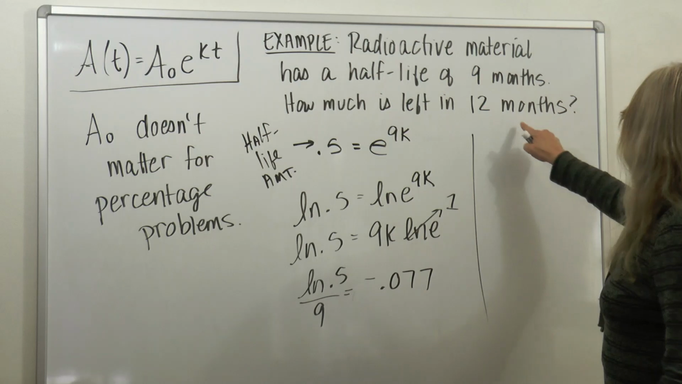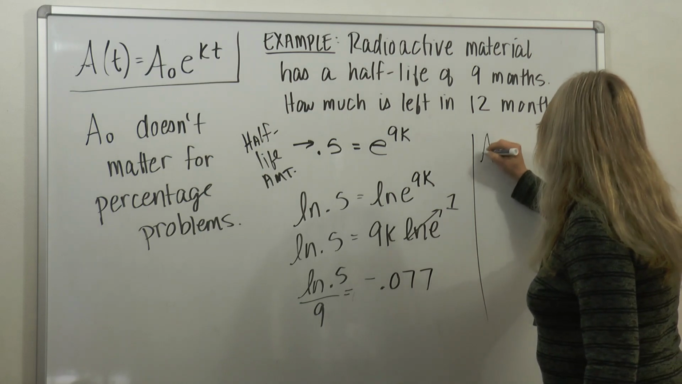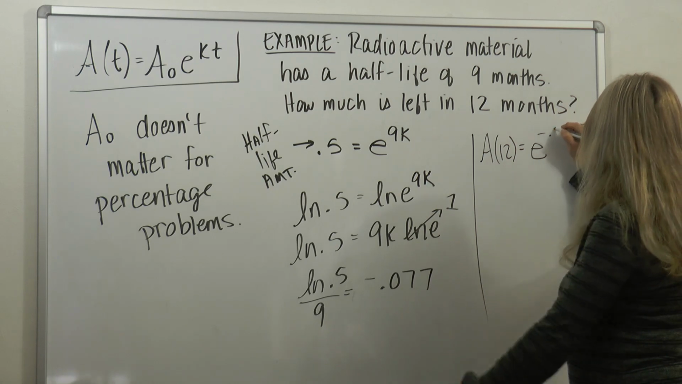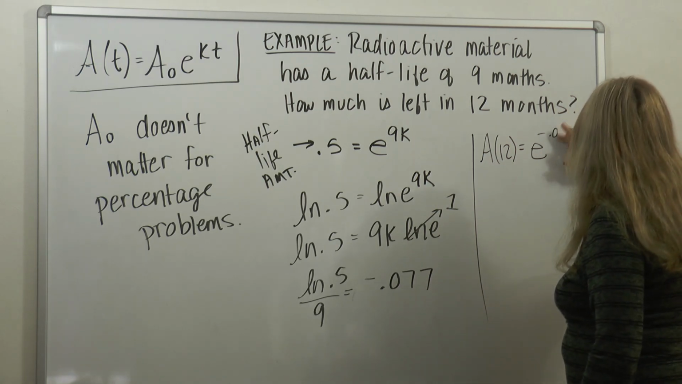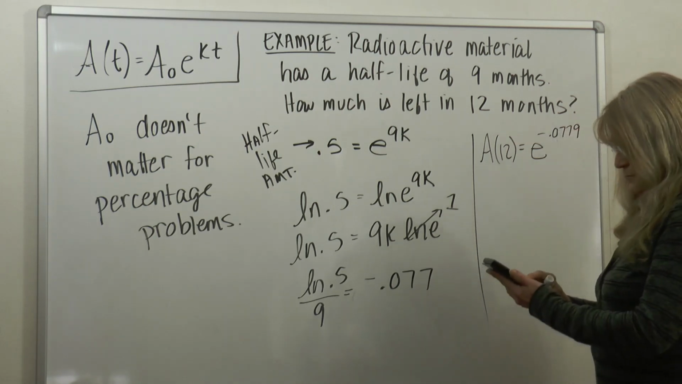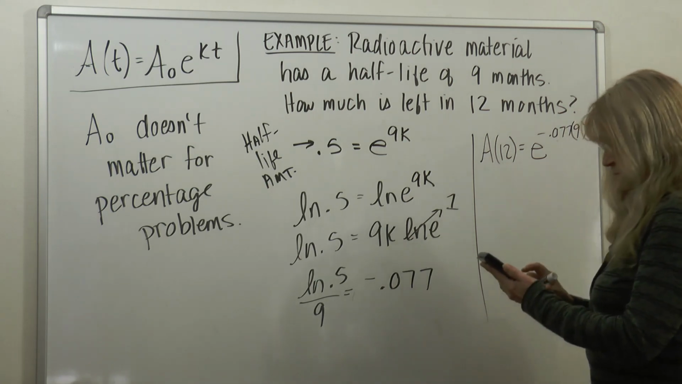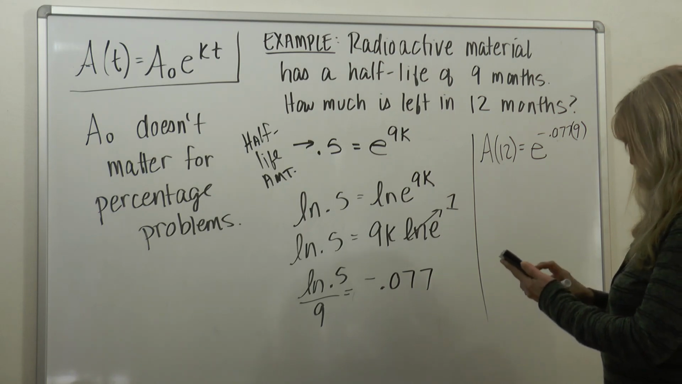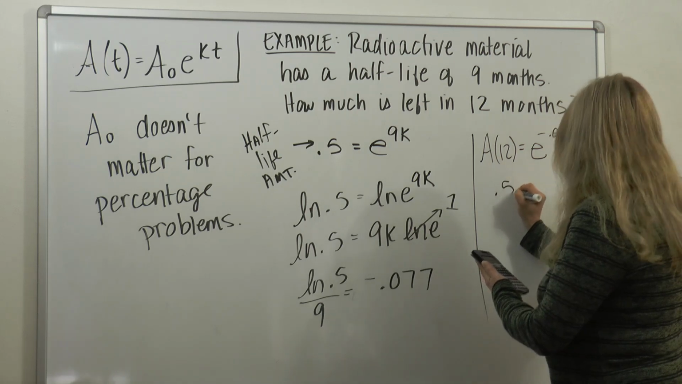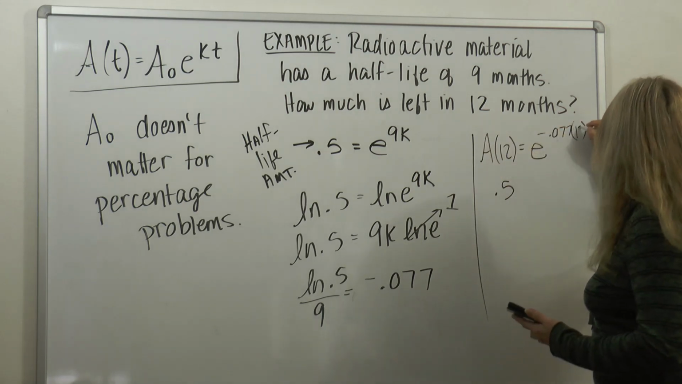Remember, two-parter. So I want to know, well, how much am I going to have after 12 months? What percentage? So A after 12 months of e to the negative 0.0779 times 9. And that's going to give me 0.5. Something is amiss here. Oh, not 9, I meant 12. My bad.